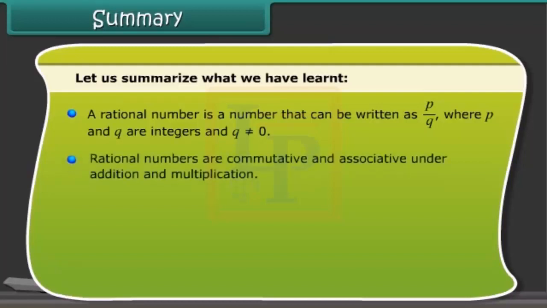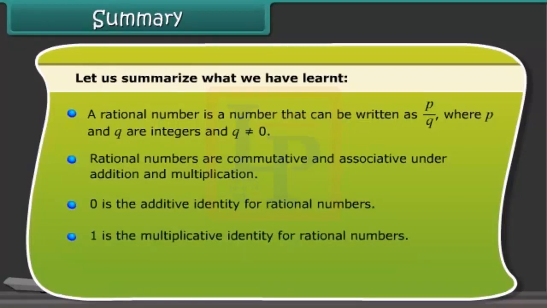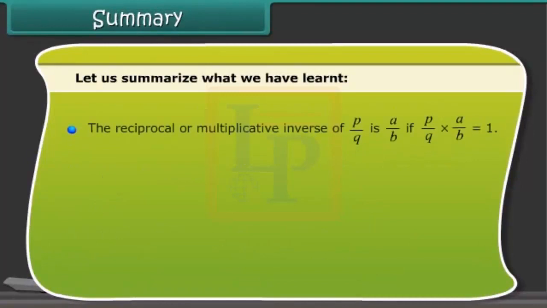Rational numbers are commutative and associative under addition and multiplication. 0 is the additive identity for rational numbers. 1 is the multiplicative identity for rational numbers. The additive inverse of P upon Q is minus P upon Q and vice versa. The reciprocal or multiplicative inverse of P upon Q is A upon B if P upon Q into A upon B is equal to 1.